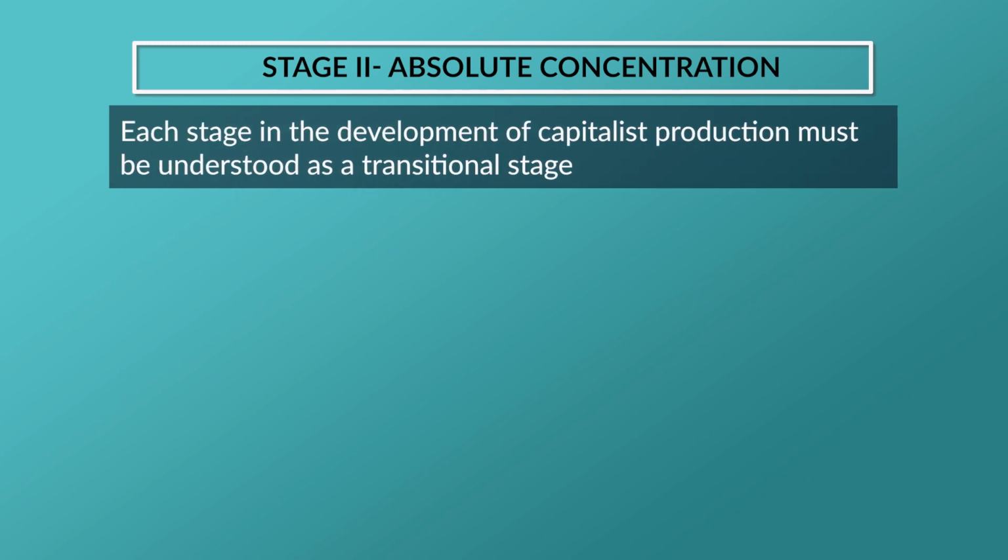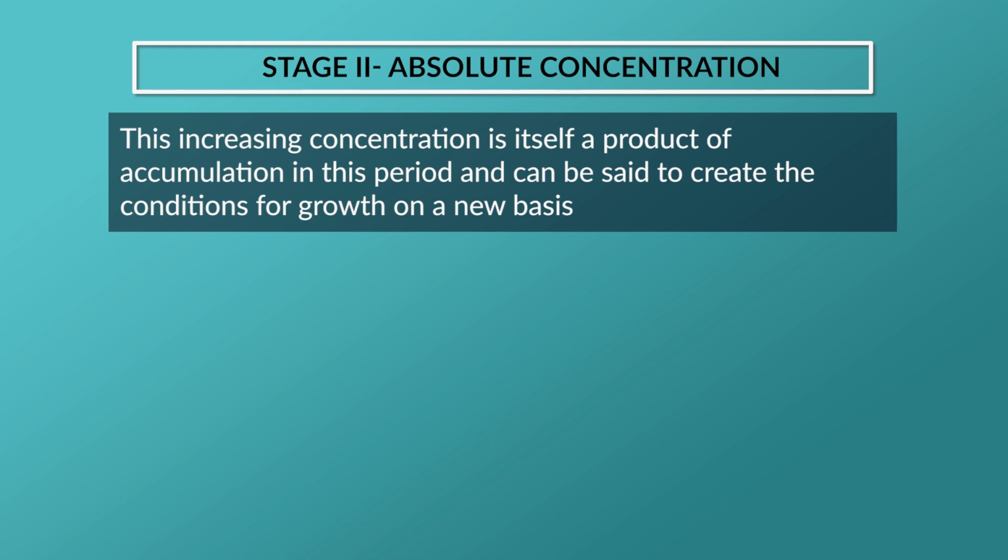Each stage in the development of capitalist production must be understood as a transitional stage. So primitive accumulation is defined as a process of transition to the creation of capitalist production and of accumulation on a thoroughgoing capitalist basis. This is accomplished through the increasing concentration of capital into larger units, which form the basis of important technical innovations that identify the process of industrialization and what Marx calls modern industry. The increasing concentration is itself a product of accumulation in that period and can be said to create the conditions for growth on a new basis.